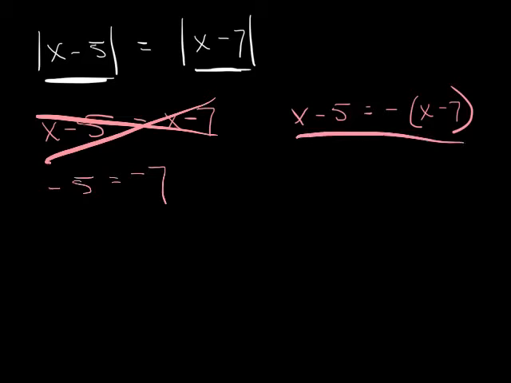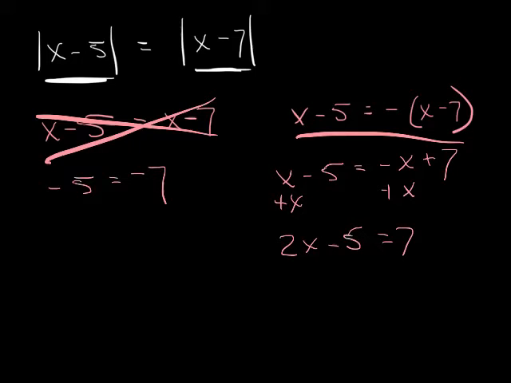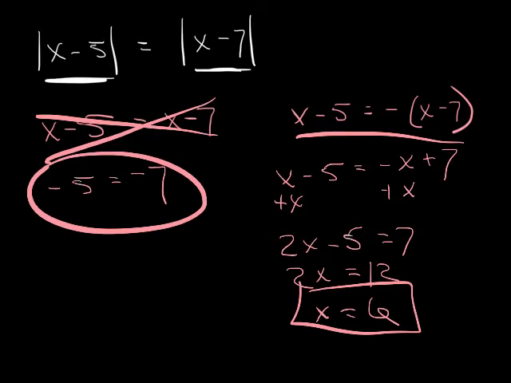Now, if we did the algebra over here, x minus 5 equals negative x plus 7, and then we add x to both sides, we get 2x minus 5 equals 7. And see how the math is just working? Oops, I'm sorry, 12. And x equals 6. So it works. Over here, it didn't work.